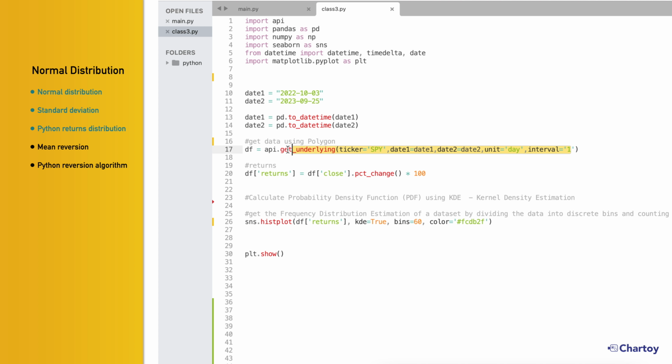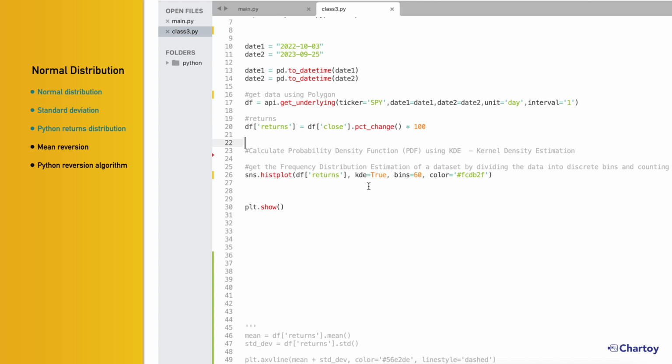And then we are creating the data frame with historical data. Of course, we use the function getUnderline that we used in the first two classes. getUnderline essentially gets the ticker, the first date and second date, and we get the interval and the unit, which is, in this case, daily data. So then we create a new column called returns to calculate the returns. We take the close price and apply the percent change function to get the daily returns.